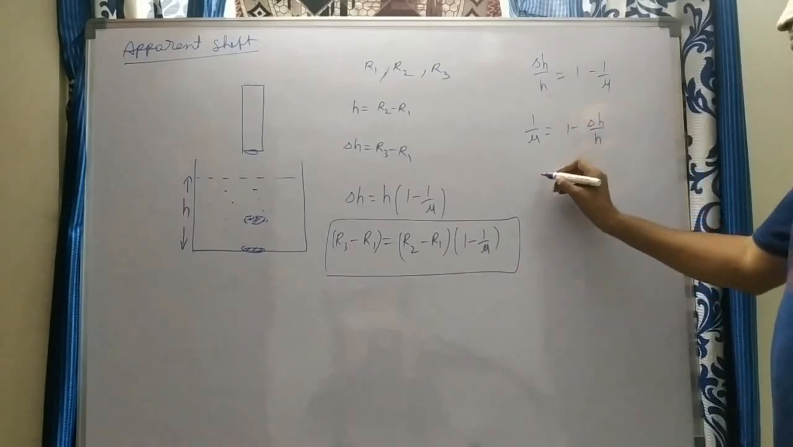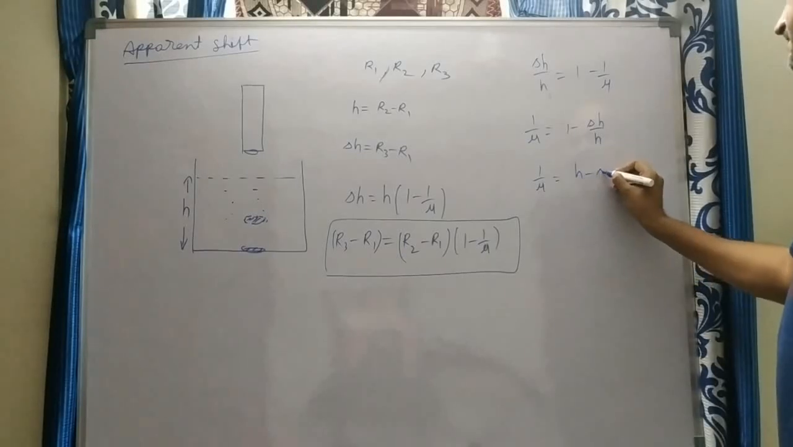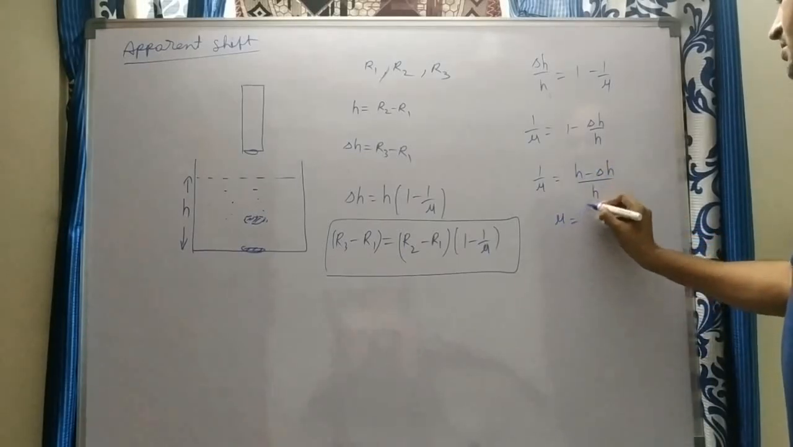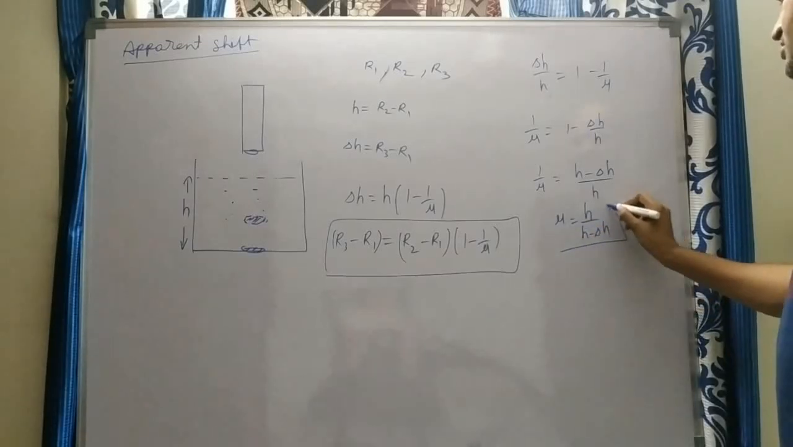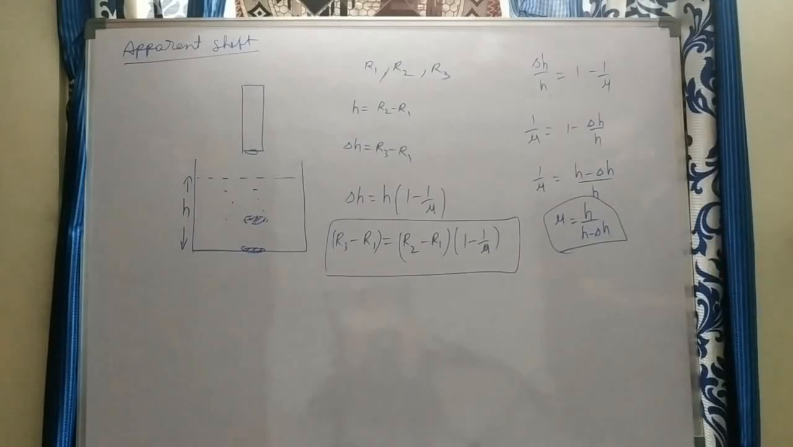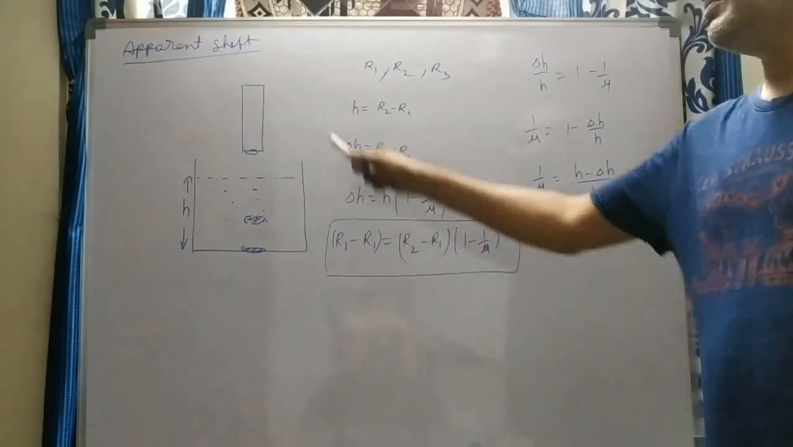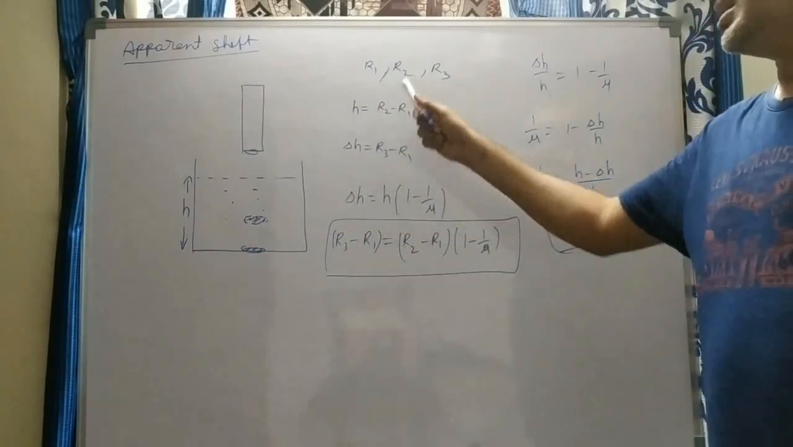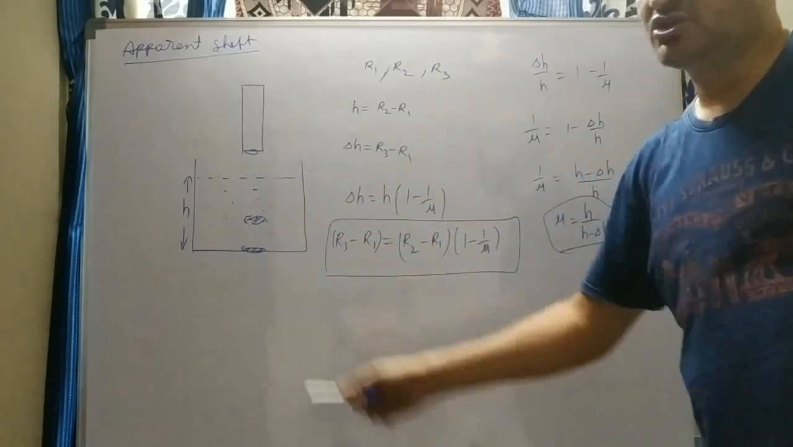Mu, or 1 by mu is equal to, first we take the LCM, H minus delta H by H. With the help of this formula we can calculate the refractive index. If you know reading R1, the reading on the bottom when the traveling microscope is focused on the bottom, R2 on the liquid surface, and R3 on the new image position of the coin.